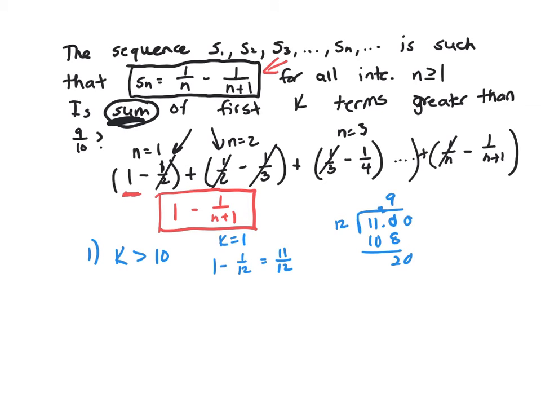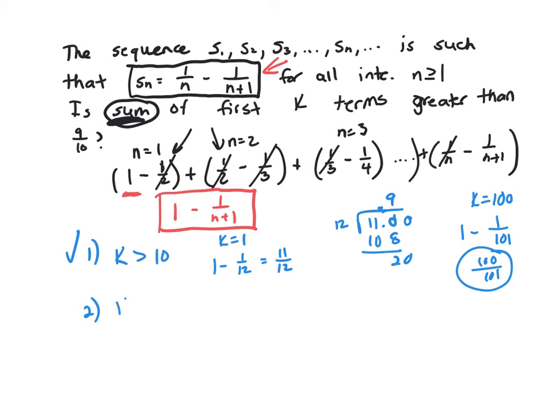You know, if you let k be 100, that's 1 minus 1 over 101, and that's going to be 100 over 101. And you can just tell without doing division, that's very close to 1, which is greater than 0.9. And if I look at clue 2, so clue 1 works, put a big check mark.